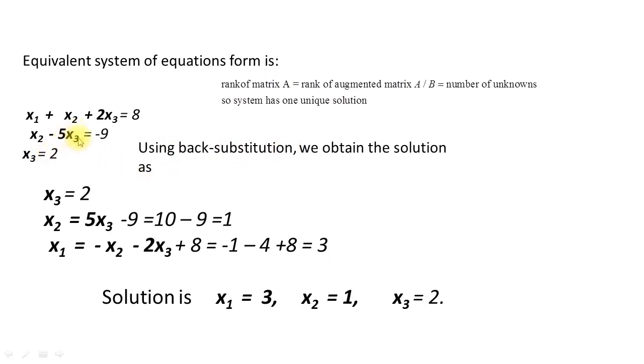Putting the value of x3 in this equation, we obtain 10 minus 9 is equal to 1, so the x2 value is 1. Putting the values of x2 and x3 in the first equation to obtain x1, we get x1 is equal to minus x2 minus 2 x3 plus 8. Putting the values, we obtain minus 1 minus 4 plus 8, which is equal to 3. So the solution of the given system is x1 = 3, x2 = 1 and x3 = 2.